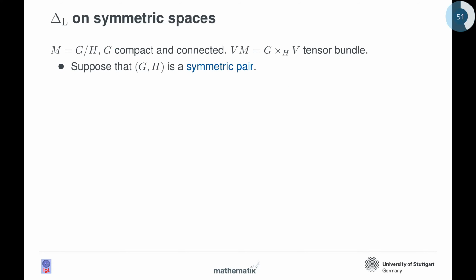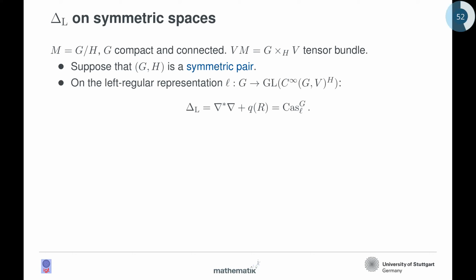Okay, so now let's return to our homogeneous vector bundle. In this case, let's say it is a tensor bundle. And if the space is symmetric, this is a crucial assumption, then it turns out that, in fact, this Lichnerowicz Laplacian coincides with the Casimir operator on the left regular representation. So take a moment to marvel at this. We have this Casimir operator, which is a well-understood object in representation theory. And on the other hand, we have this Lichnerowicz Laplacian, which is a bit mysterious, but also a natural object to study. And it turns out on symmetric spaces, they are the same, or one is an instance of the other, which is pretty cool.